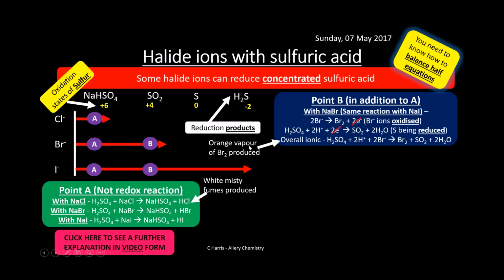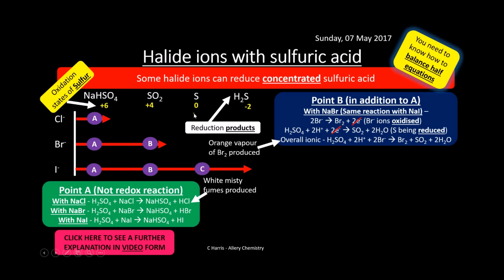We should see in this reaction an orange vapor of bromine being produced, and that tells us that this reaction has occurred. So we've produced bromine, and we've also produced sulfur dioxide, which is a choking gas. Okay, let's go further. Bromides are not as powerful reducing agents, so they can't reduce it any further. But iodides can. So they keep going.